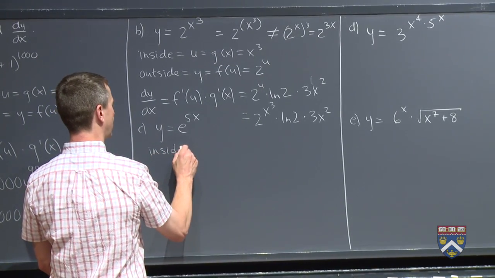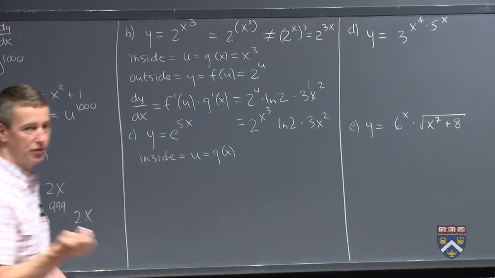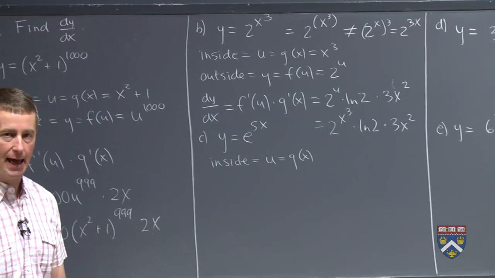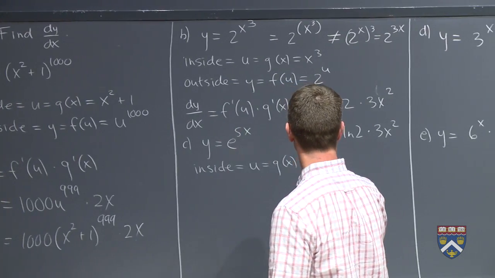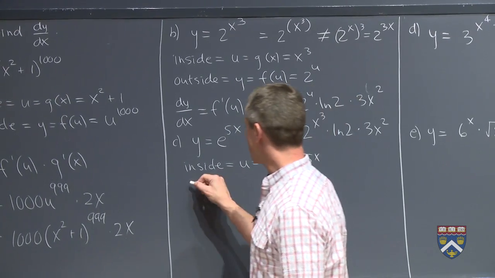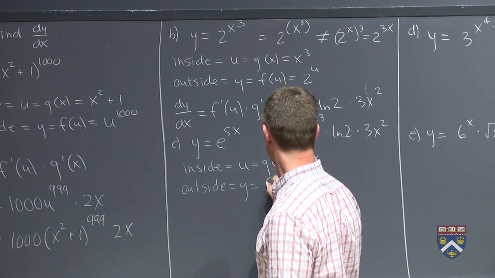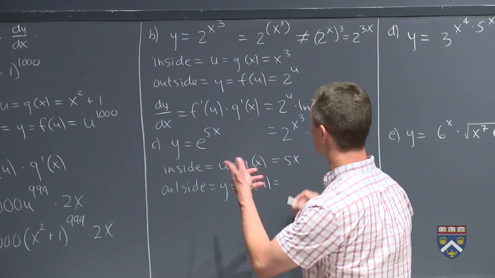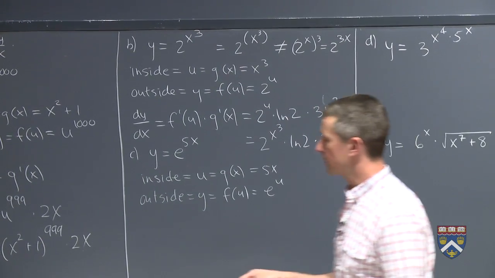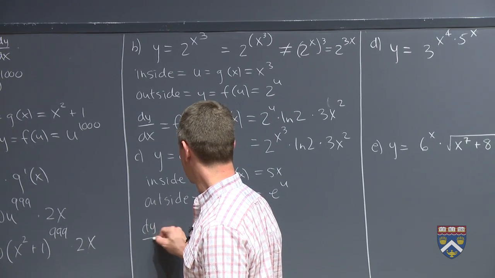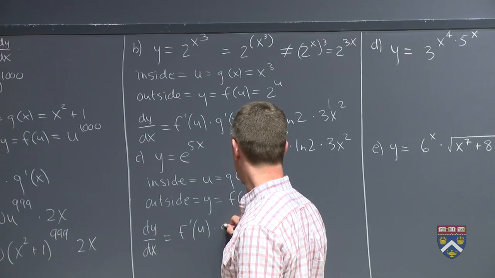So what's our inside function here? If somebody gave you a value of x, like 3, what would be the first thing you would do to that x? I hope you agree that you would multiply it by 5. So that's 5x. And then the outside function is what you would do next, and that is e to the u. So then what does the chain rule say the derivative is? It's supposed to be f prime of u times g prime of x.